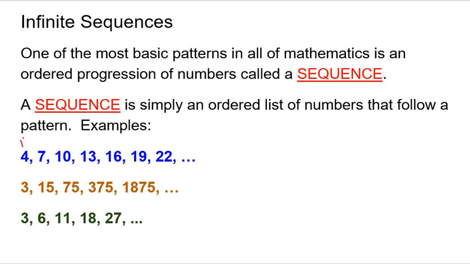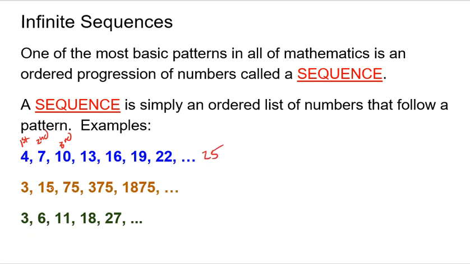So we can call this the first term. The first term is 4. The second term is 7. The third term is 10, and so forth. And then we also notice that it follows a pattern. Hopefully, pause the video if you want to try to figure out the pattern, but hopefully you see the pattern is up 3, up 3, up 3, up 3, up 3, and so forth. So the next term would be 25.